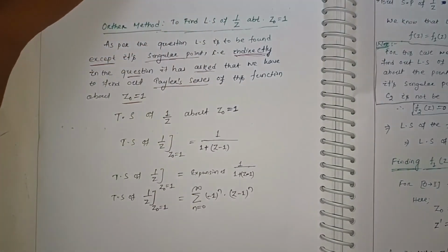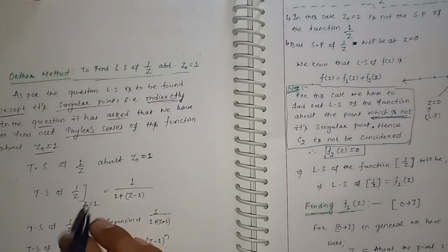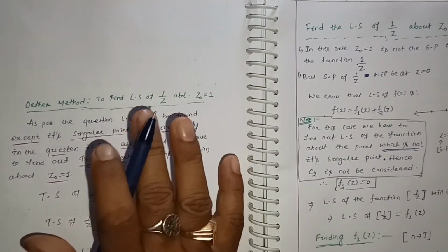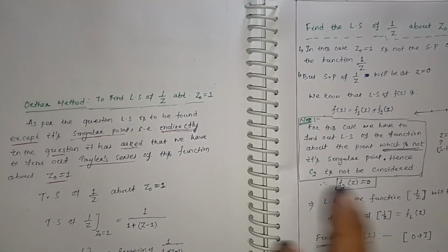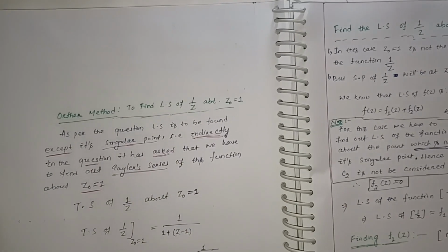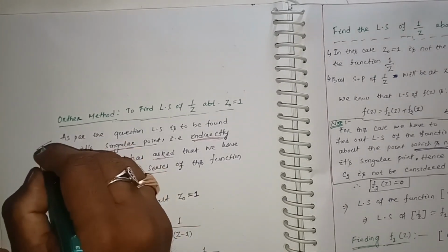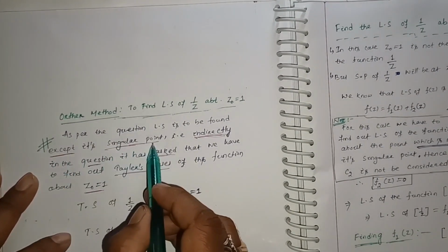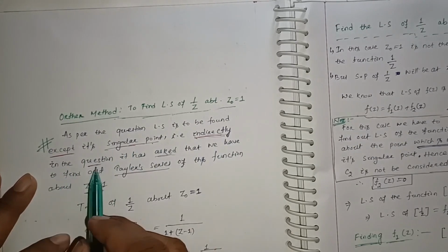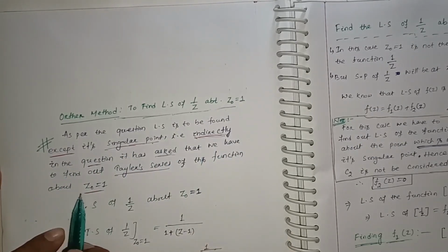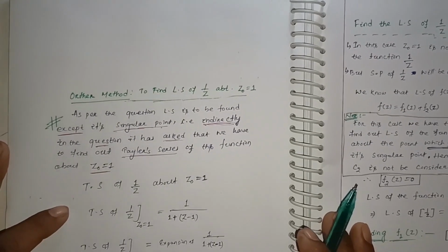So within 2 or 3 steps we found the required Laurent series. Just remember the most important point: whenever we have to find the Laurent series of a function except at its singular point, indirectly the question asks that we find the Taylor series of this function about z0 equal to 1.